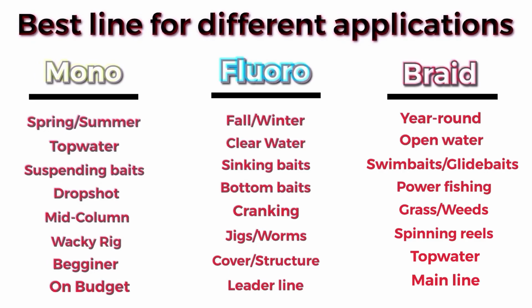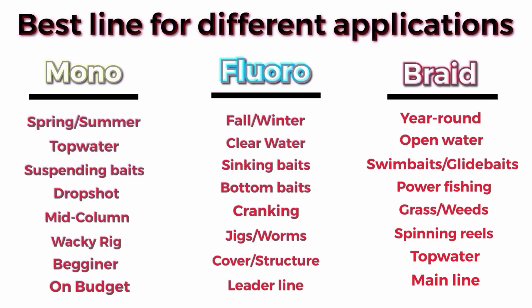When it comes to fluoro, I really like to throw that in the fall and the wintertime because of its high tensile strength, especially in colder conditions. And those colder conditions are going to mean that the water is going to start to clear up as well in most of the lakes, and that means that visibility is a huge factor.